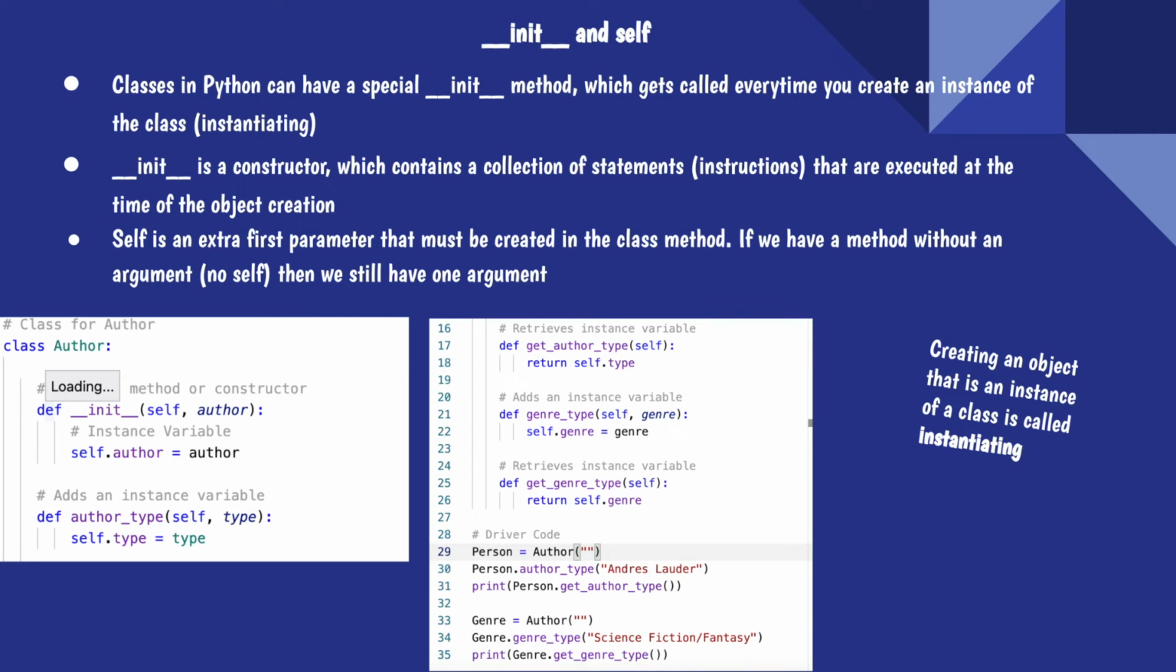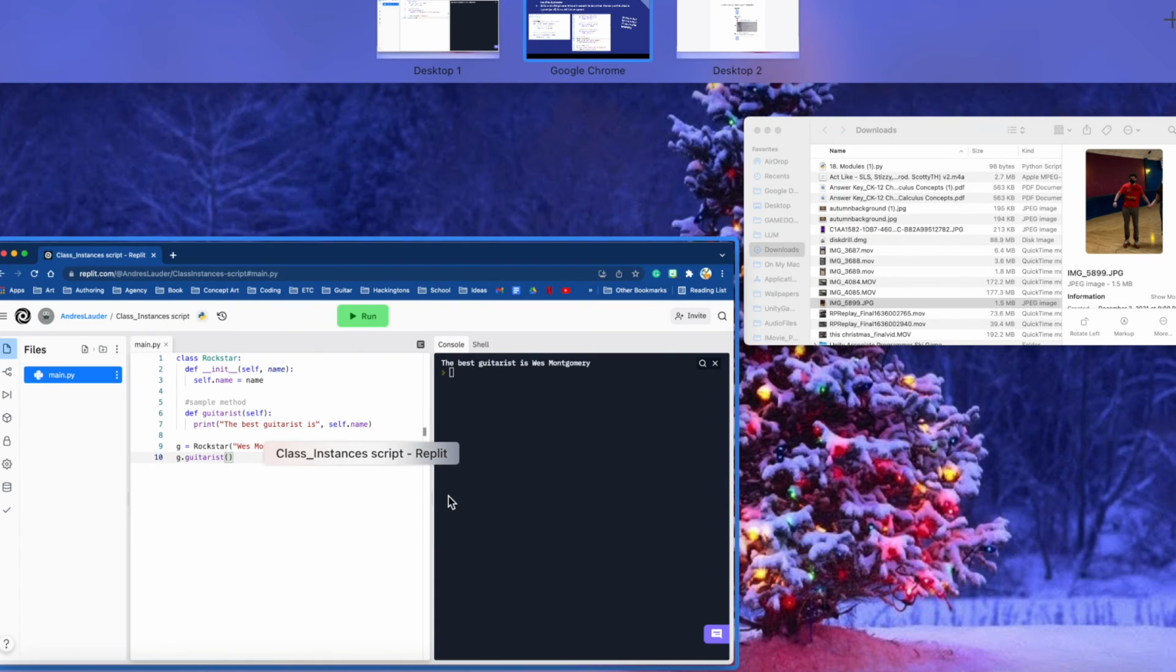If we have a method without an argument, so no self, then we still have one argument. As I mentioned before, we get a default argument by Python. So here's our example, and let me also mention, creating an object that is an instance of a class is called instantiating. I kind of mentioned that before, but you'll hear in the programming world, when I'm instantiating an object, essentially it's just creating it.